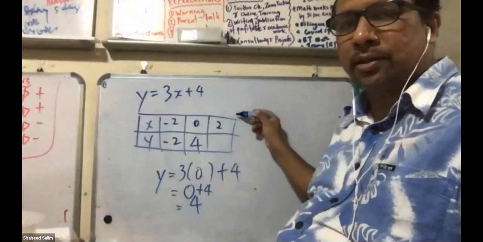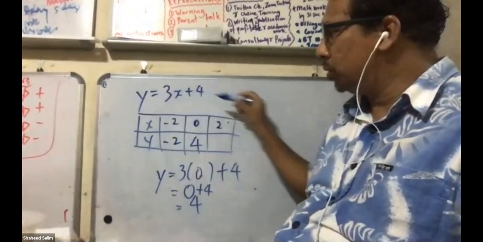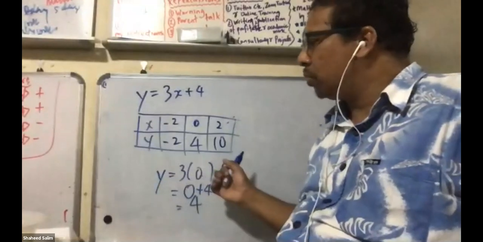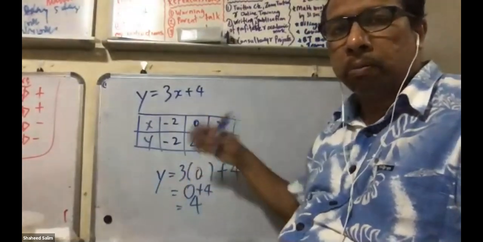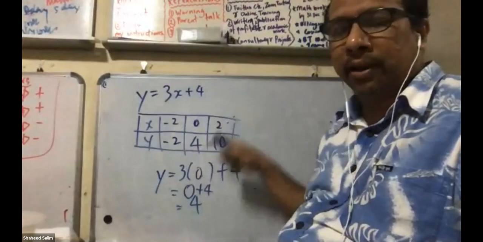Inshira, the last one. This time you try to do. 3 times 2, 6, plus 4, 10. Okay, so now this is what we mean by creating your table.